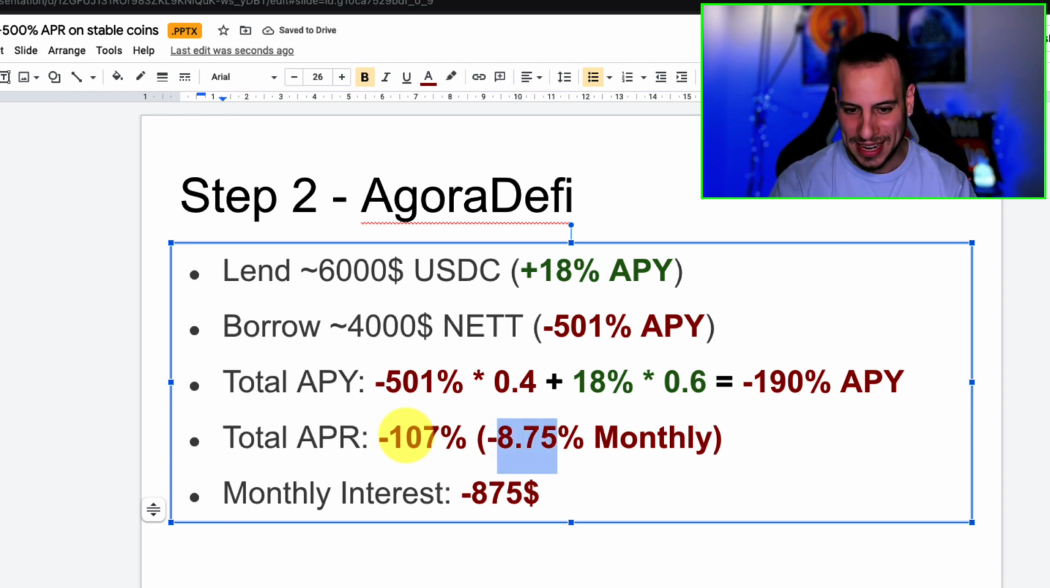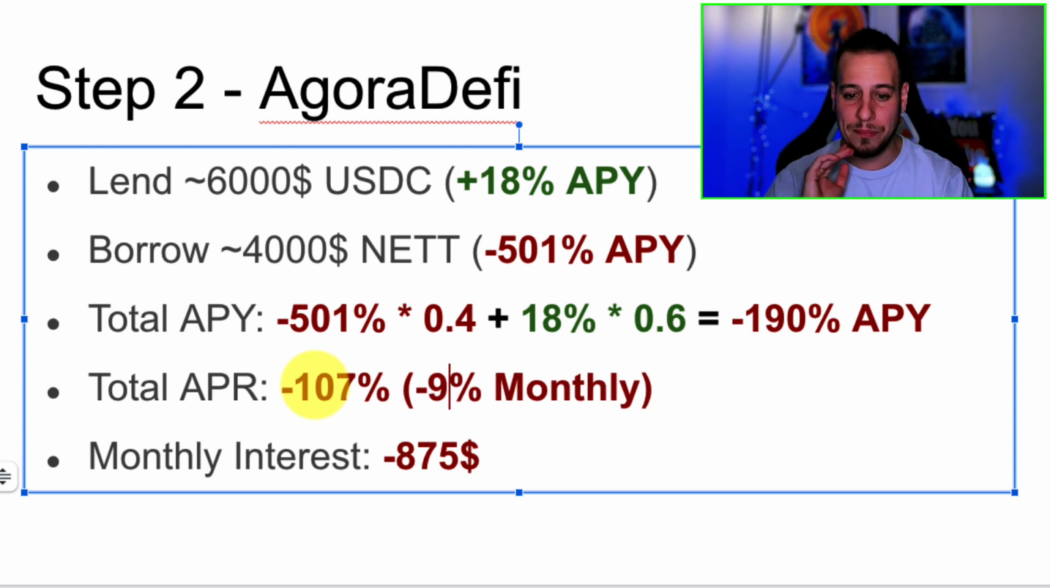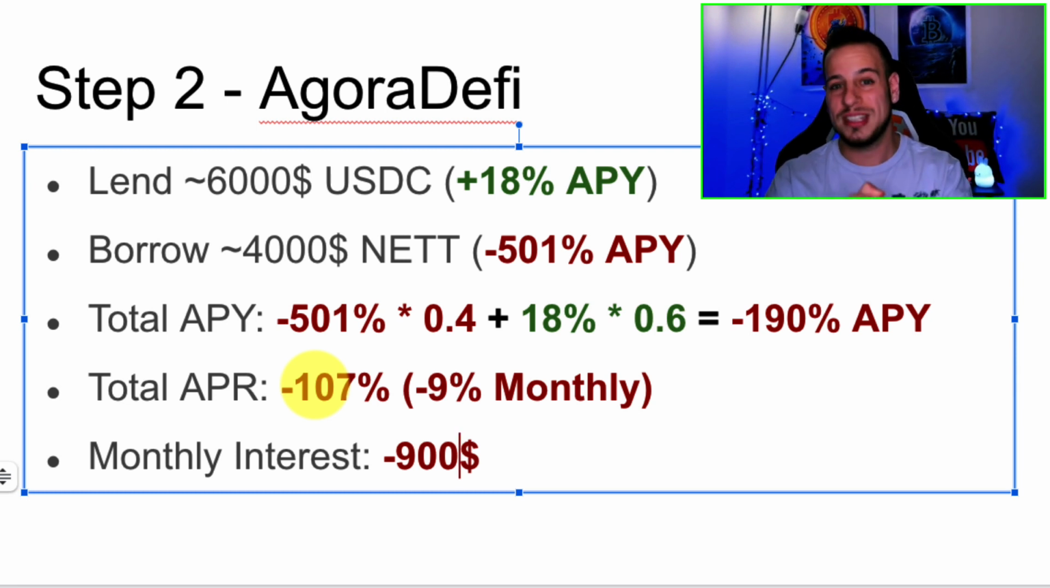Let's round it. I'm taking the less optimistic scenario. So it's minus 9% every month. In our case, minus $900. So on this $10,000, you're gonna lose $900 every month on AgoraDefi. This is important to understand, but we'll see how we mitigate it and leverage it in a moment.